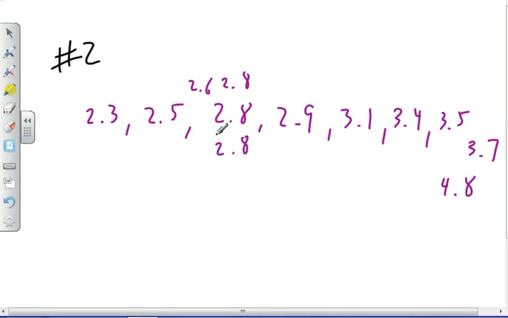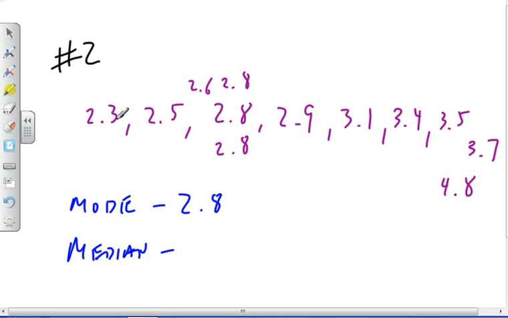So the easiest guy to do is the mode, right? So we'll do him first. Mode is 2.8. And the median, there are 12, so 1, 2, 3, 4, 5, 6, and 1, 2, 3, 4, 5, 6. So it's halfway between 2.8 and 2.9, so it'd be 2.85.